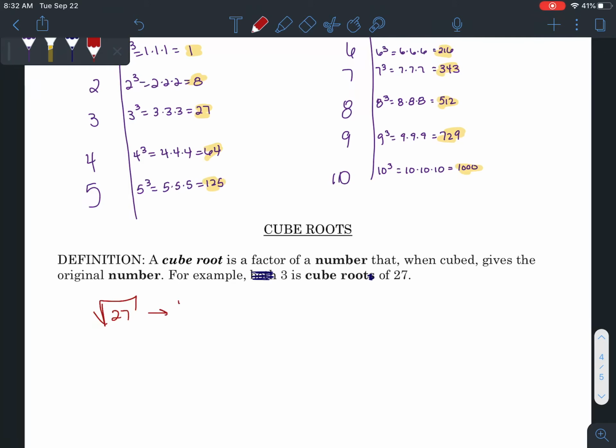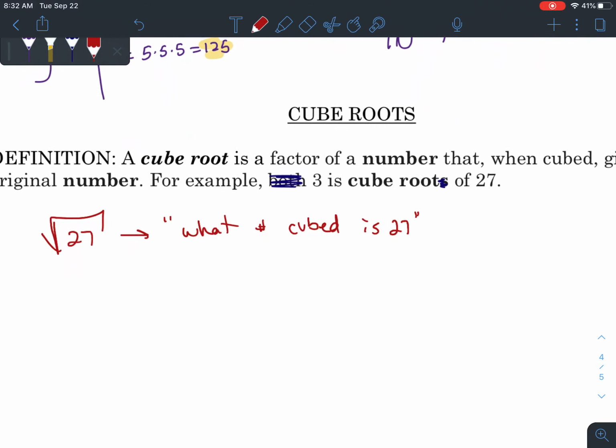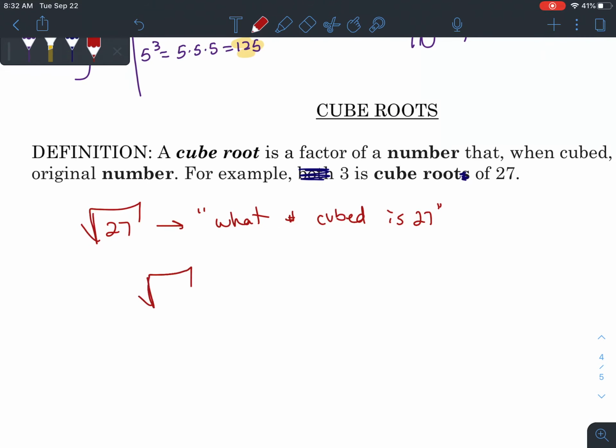Right? This is asking us what number cubed, or multiplied by itself 3 times, is 27. There's only one answer for that, right? 3. The cube root of 27 is 3 because 3 cubed, which is the same thing as 3 times 3 times 3, equals 27.